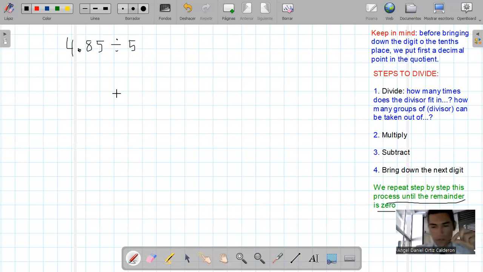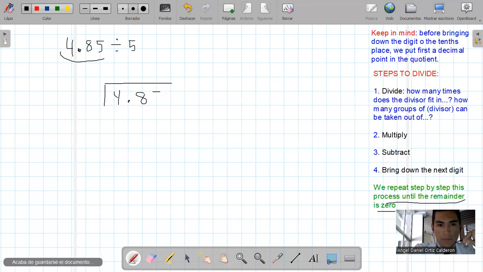The long division, remember, we have to draw right here the division bar. Underneath the division bar goes the dividend. What is the dividend here? The first number, the number on the left side, is the dividend. It's the number that is being divided or split up. In this case, it is 4 and 85 hundredths.